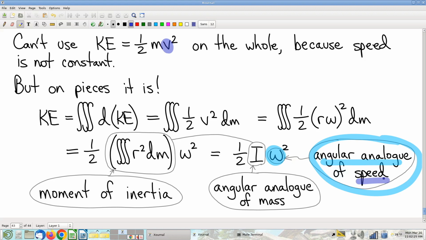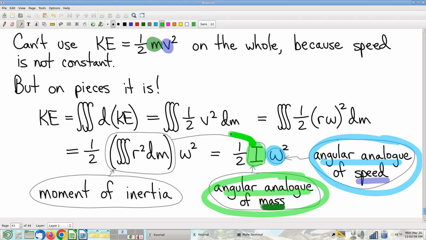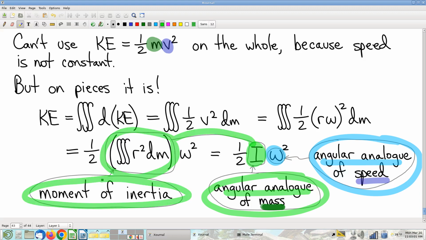And so that gives a motivation for how to interpret this I. This I is playing a role kind of like mass. In the formula, it's literally in the place where mass would have been. And so we're going to say that this thing I is an angular analog of mass. And that's the intuition I want to leave y'all with on what is this thing that I've called I. It is an angular analog of mass. And again, that's just a shorthand for this formula, so that's the formula for it. The name is moment of inertia.